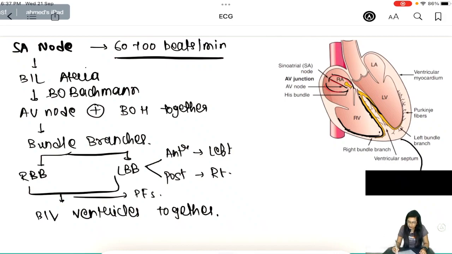This is the apex. This is the apex and this is the base of the heart. That's what we call it. That's the nomenclature that we use. So from the apex again it goes in the reverse direction to the base of the heart, so as to depolarize the whole ventricle. So this is normal conduction.